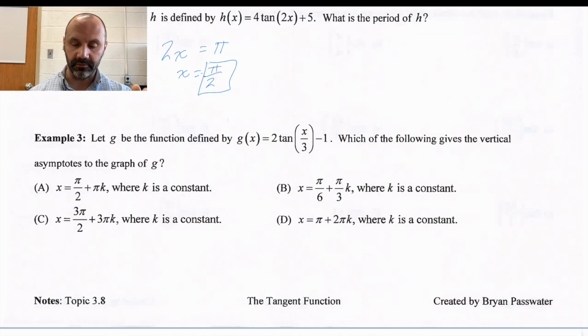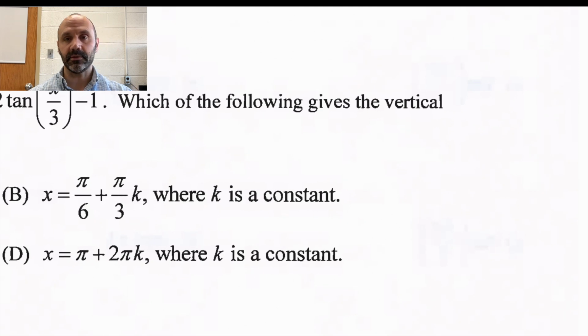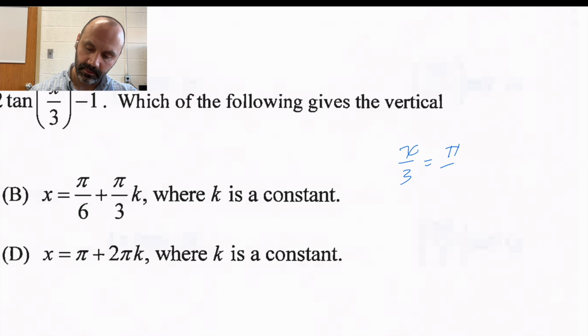For example 3, we've got a function where there is a vertical dilation, a midline shift, and we can see that there's a B value of 1 over 3, which is making a horizontal dilation. The question that they're asking, though, specifically is simply, what are the vertical asymptotes of G? Well, we're going to find the first vertical asymptote. We know that there should be a vertical asymptote on the original tangent graph, the standard tangent graph, at pi over 2. So I'm going to set x over 3 equal to pi over 2.